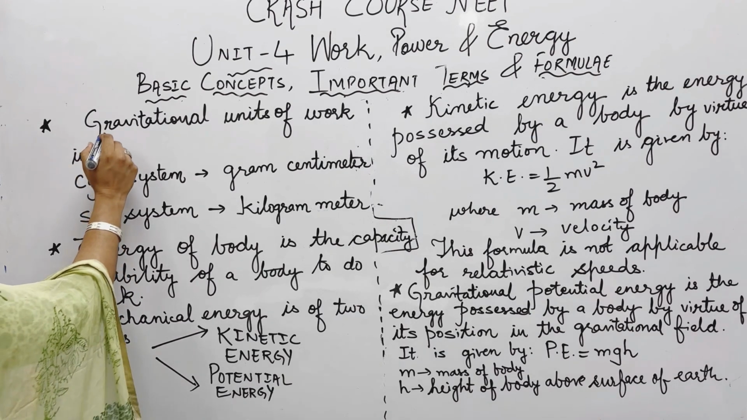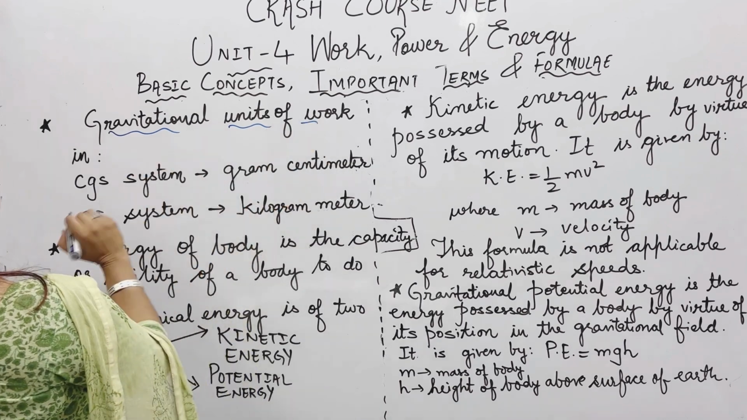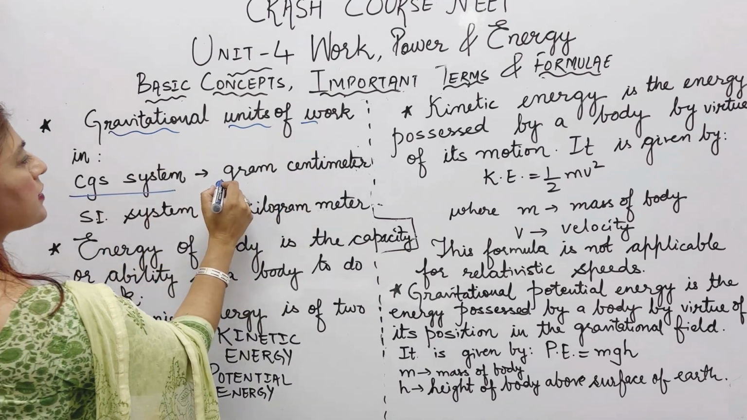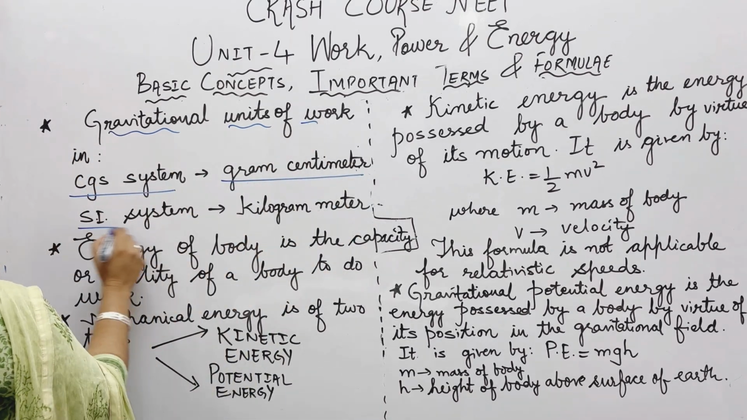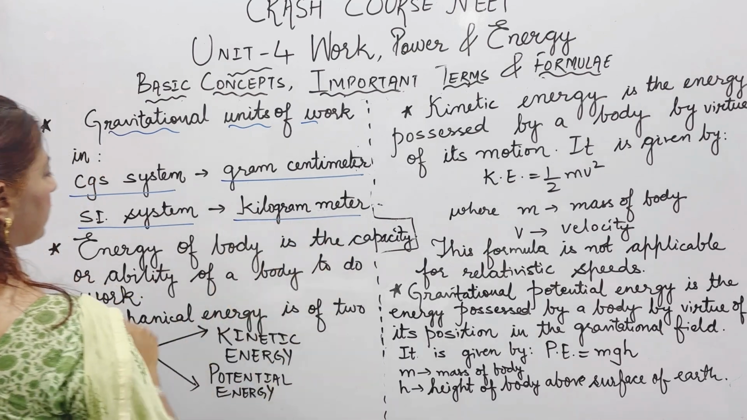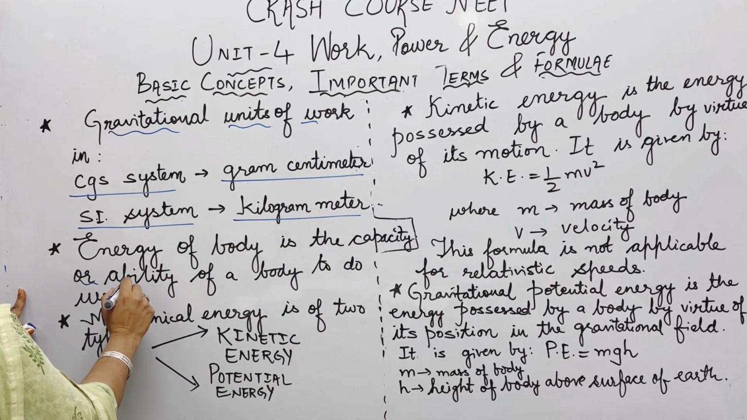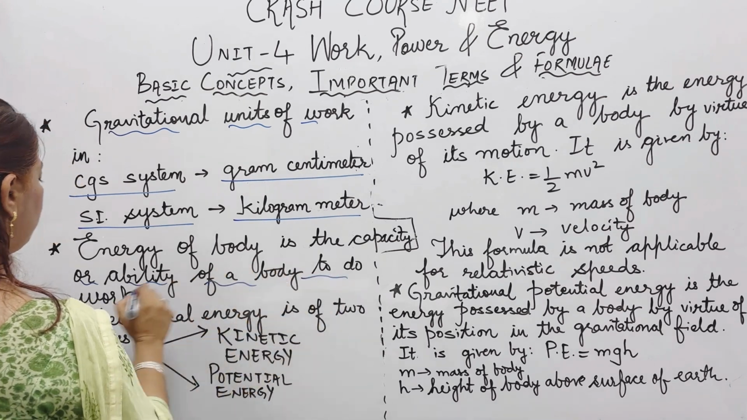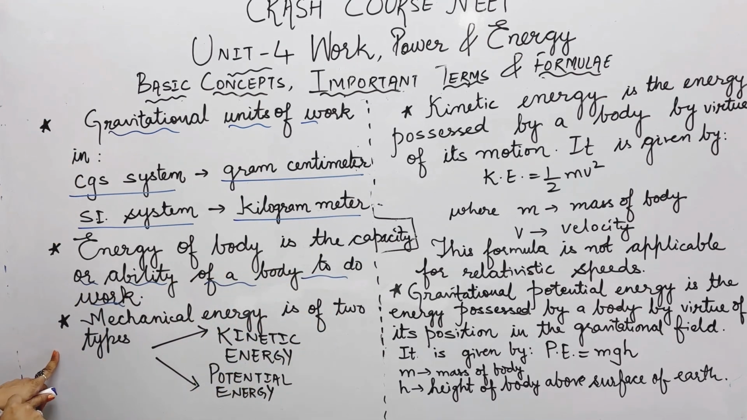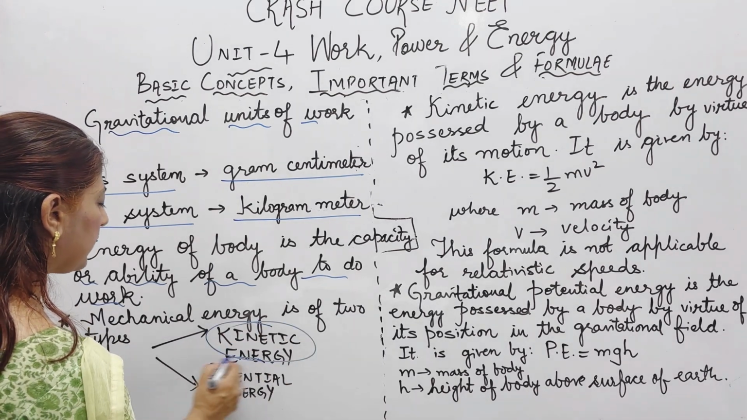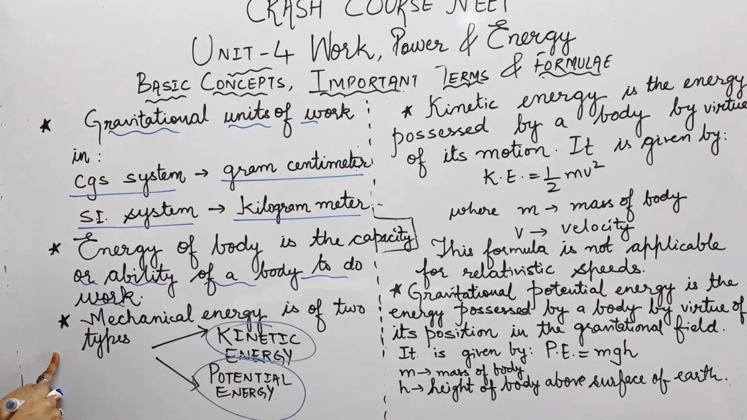Next is about the gravitational units of work. In the CGS system, these are gram centimeter, and in the SI system, it is kilogram meter. The energy of a body is the capacity or ability of a body to do work. Mechanical energy is of two types: one is the kinetic energy, another is the potential energy.